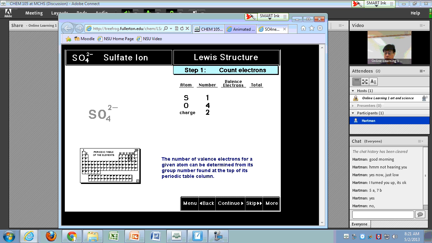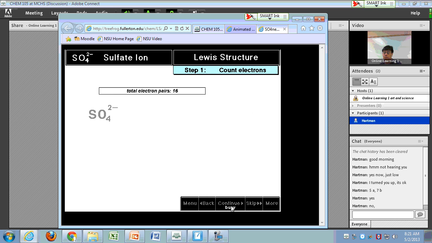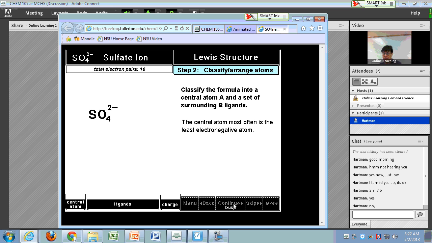Sulfur belongs to group 6A, so it has 6 valence electrons. Oxygen also belongs to group 6A, so it has 6 valence electrons. 4 times 6 is 24. A -2 charge means 2 additional electrons. So it explains it to you step by step. You have 32 total electrons, that's 16 pairs. And then it shows you that sulfur has to be surrounded by the oxygens.